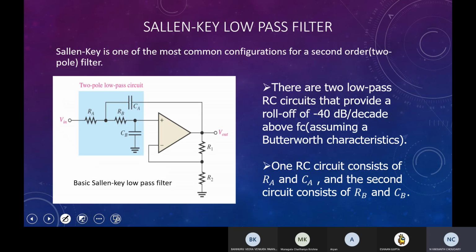Next we will see the Sallen-Key low pass filter. Here there is also a feedback through a capacitor. We won't go too much into this circuit, since it is a bit complex. There are two RC circuits, this RC circuit and this RC circuit. So this is a two pole filter, and we are using only a single op amp.